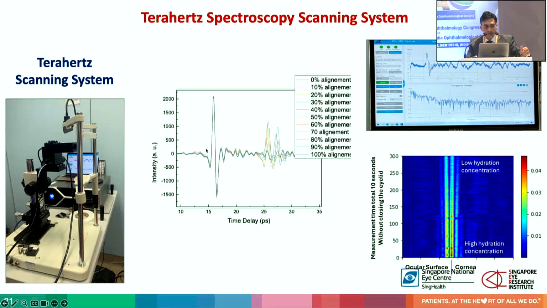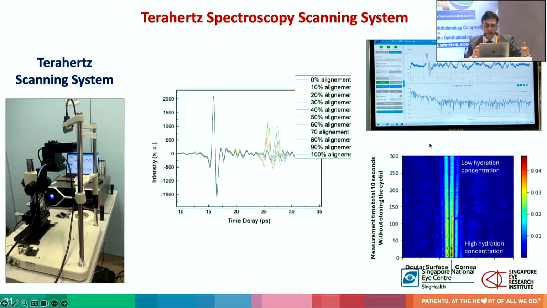This is the setup that you have. So you can see over here, this is the camera. It works very similar to a slit lamp to get the imaging. You've got to focus the light beam on the cornea itself, the wave pattern that you get at the moment. And then from this wave pattern beam, you can measure the hydration content.